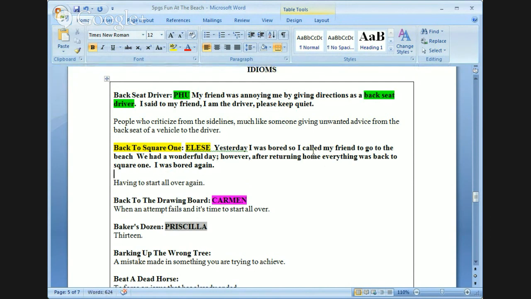Yesterday I was bored, so I called my friend to go to the beach. We had a wonderful time. However, after returning home, everything was back to square one. I was bored again. Very nice. Okay, read that again and read it without sounding as if you're reading, and say the entire thing. Okay. Elise? Yesterday I was bored, so I called my friend to go to the beach. We really had a wonderful day. However, after returning home, everything was back to square one. I was bored again. Very good.